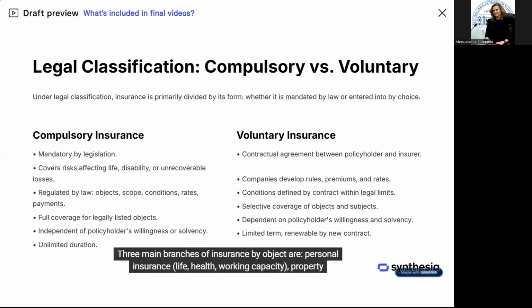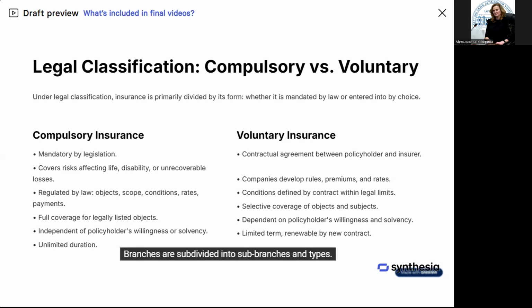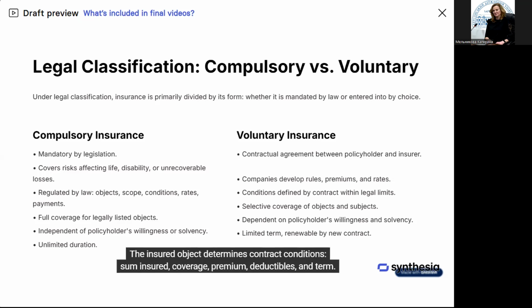Three main branches of insurance by object are personal insurance: life, health, working capacity; property insurance: property, assets, money, income; and liability insurance: responsibility for harm to third parties. Branches are subdivided into subbranches and types. The insured object determines contract conditions, sum insured, coverage, premium, deductibles, and term.